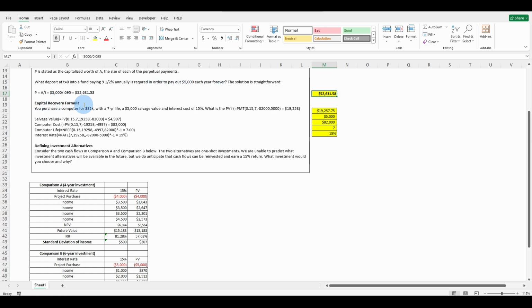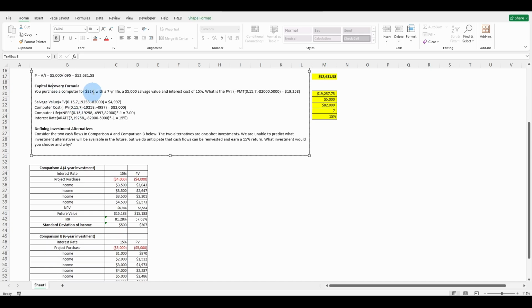Here we go, the capital recovery formula. You purchased a computer for $82,000 with a 7-year life, a $5,000 salvage value, and interest cost of 15%. What is the present value? Here we have payments. We're solving for payment here. So we're going to use payment. We're going to plug and chug here. Here is this number reconciled. So we're going to use payments.